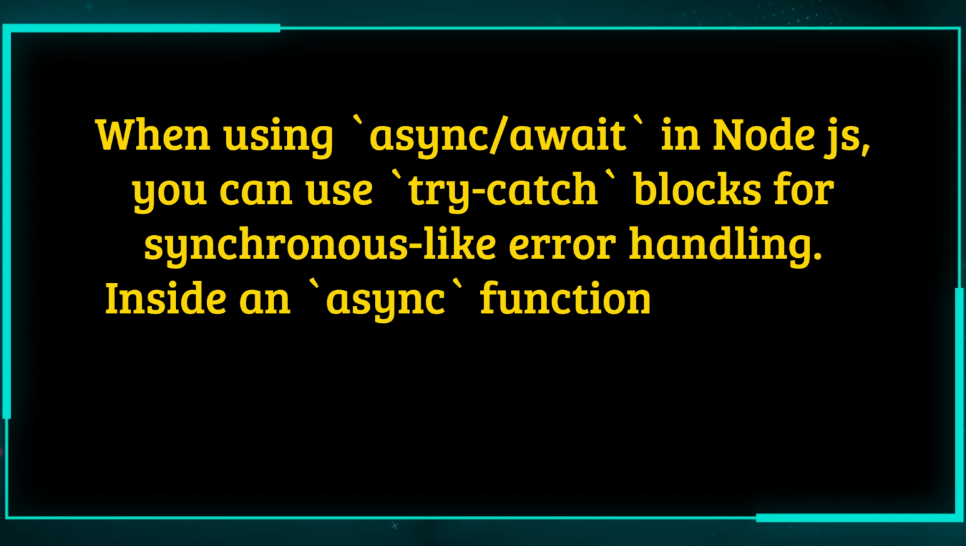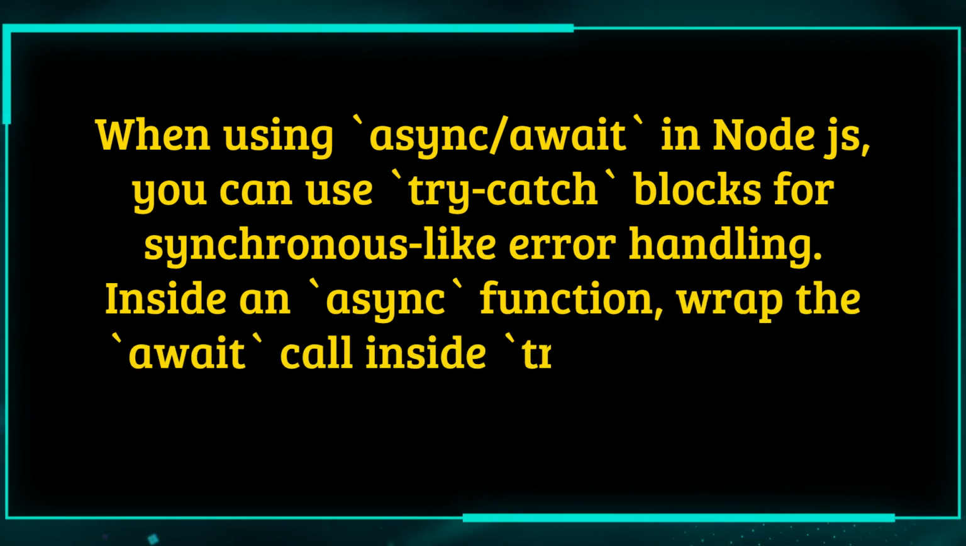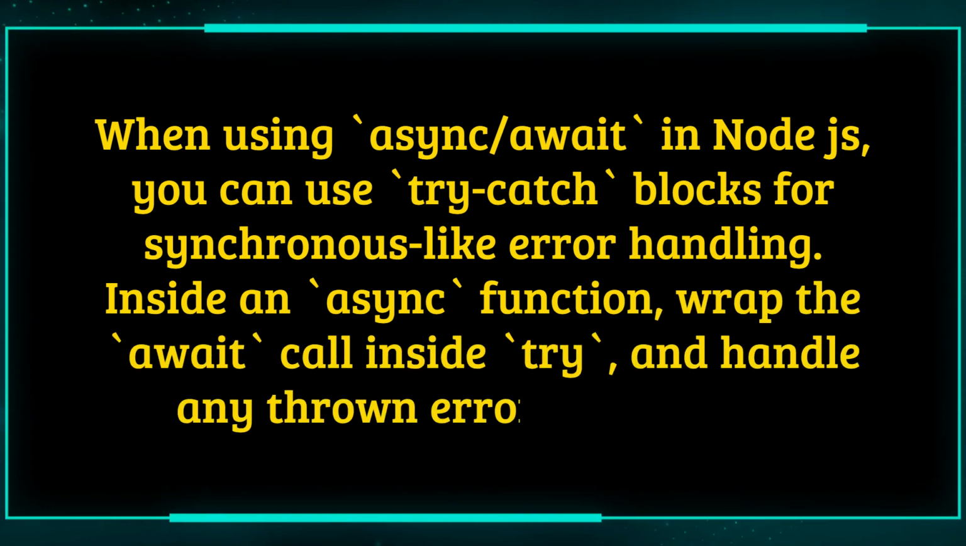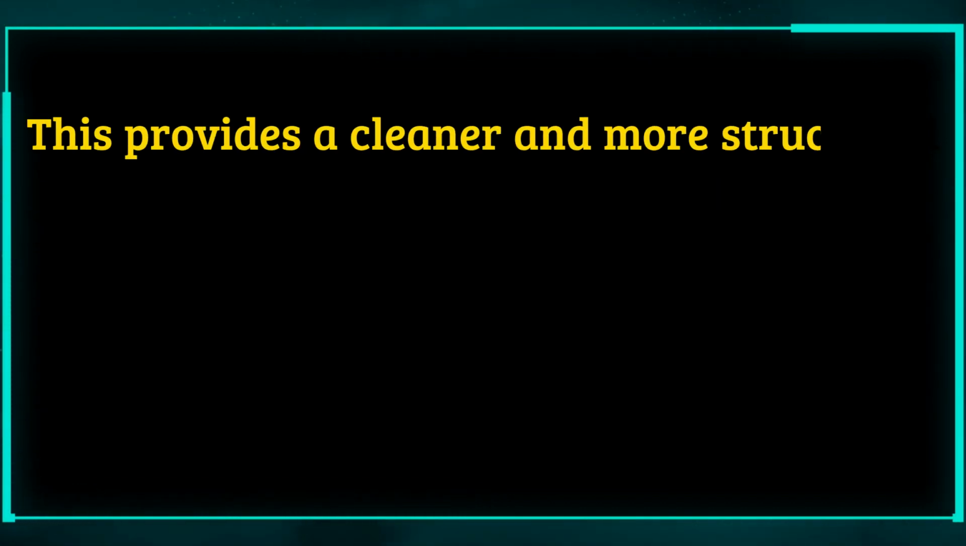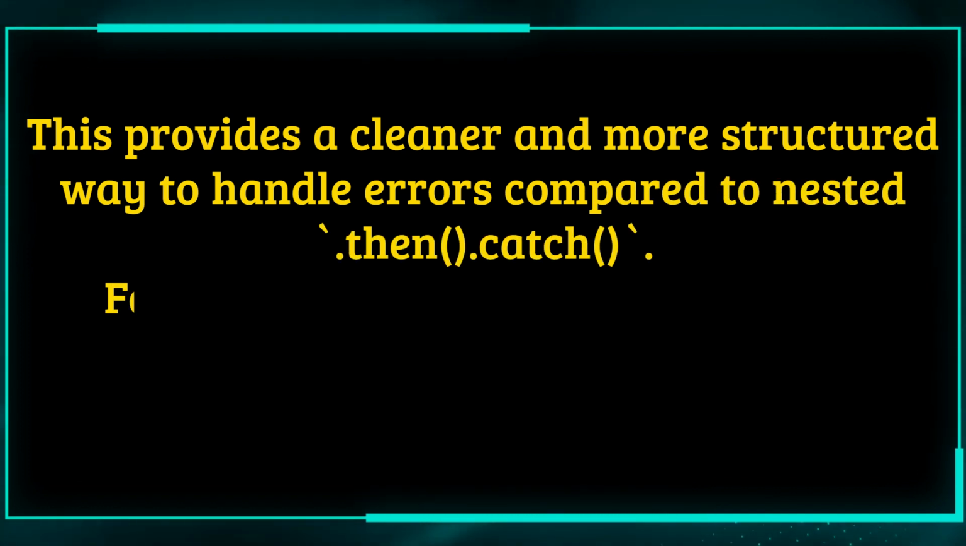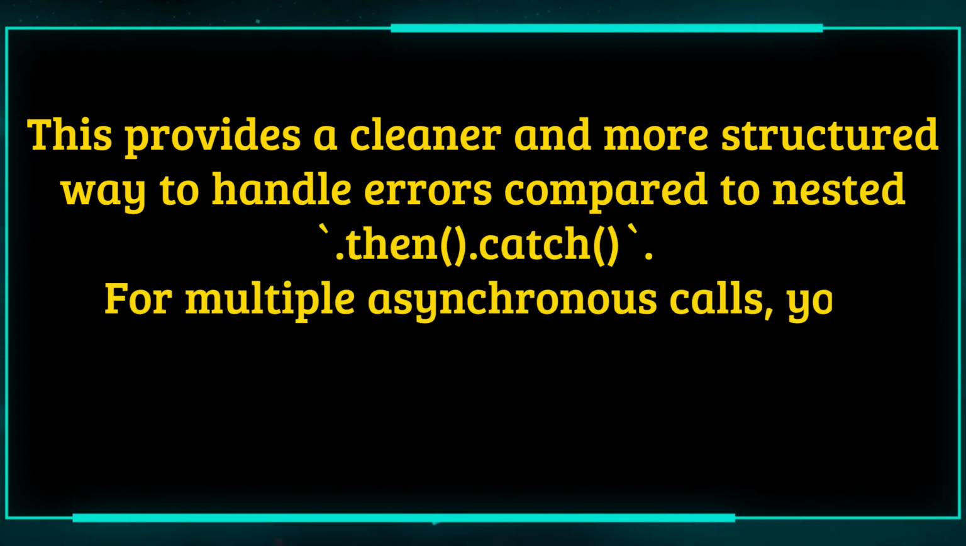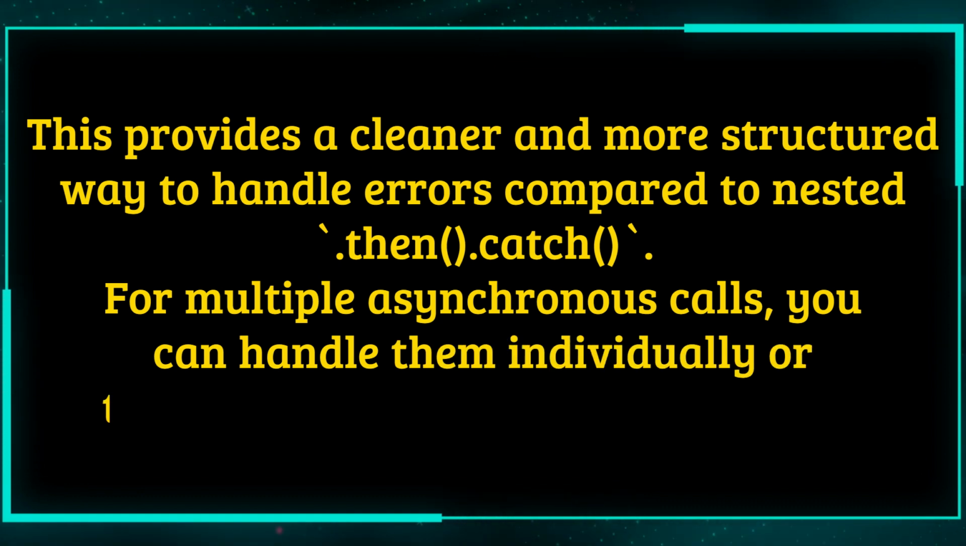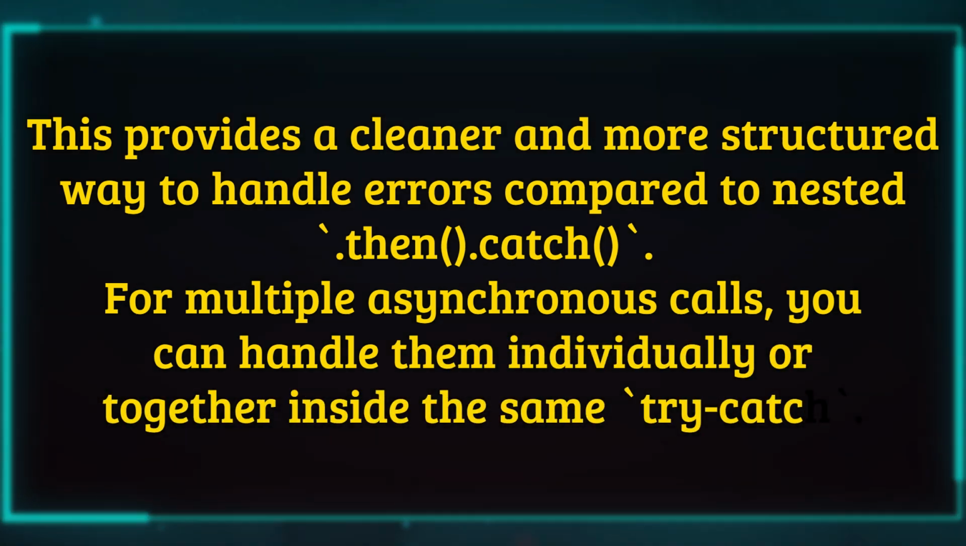Inside an async function, wrap the await call inside try, and handle any thrown errors in catch. This provides a cleaner and more structured way to handle errors compared to nested .then, .catch. For multiple asynchronous calls, you can handle them individually or together inside the same try-catch.